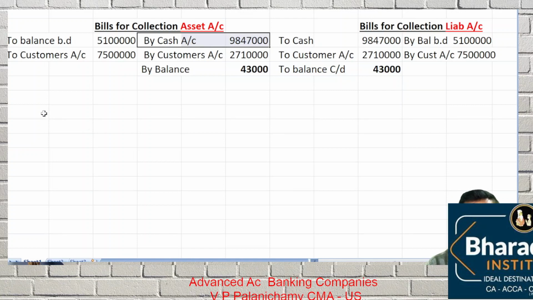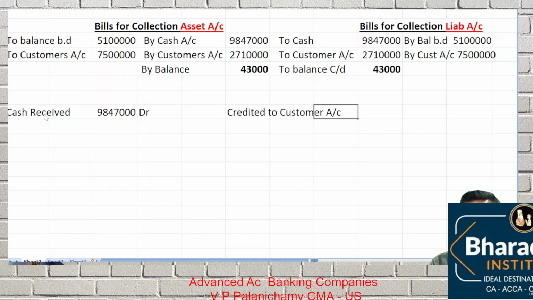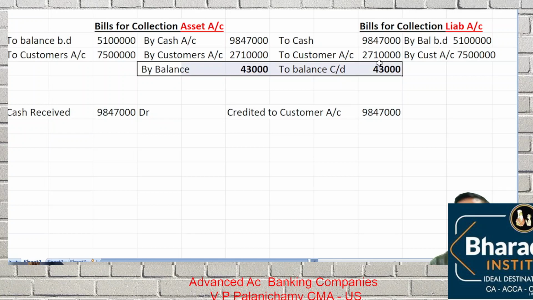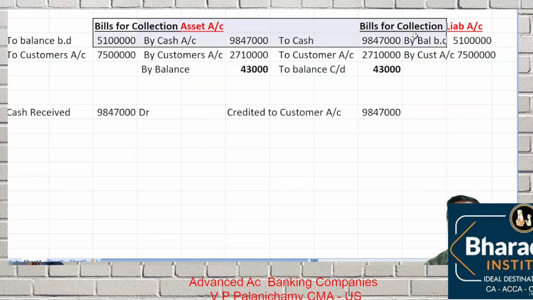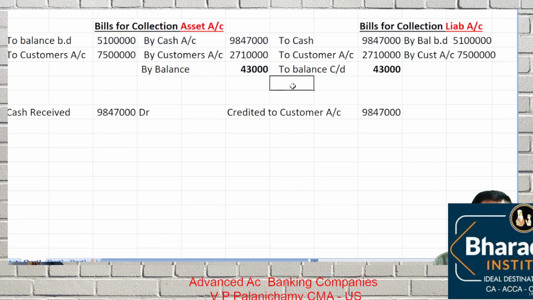Cash account debit to bill for collection, and that will be given to customers. On collection, it will be given to customers. So collected and that is given to customers. Dishonored is adjusted with customers, that is bill for collection account. And in the customer account, the credit will be given for the cash receipt for the bills.